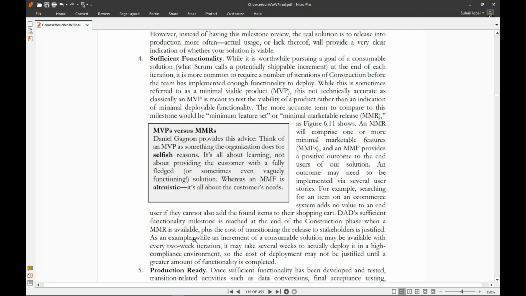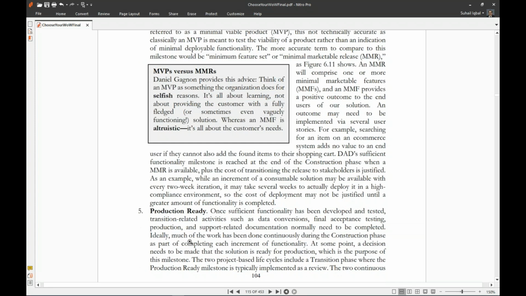As figure 6.11 shows, an MMR will comprise one or more minimal marketable features, MMFs, and an MMF provides a positive outcome to the end user of our solution. An outcome may need to be implemented via several user stories. For example, searching for an item on an e-commerce system adds no value to an end user if they cannot also add the found items to their shopping cart. DAD's sufficient functionality milestone is reached at the end of the construction phase when an MMR is available, plus the cost of transitioning the release to stakeholders is justified.